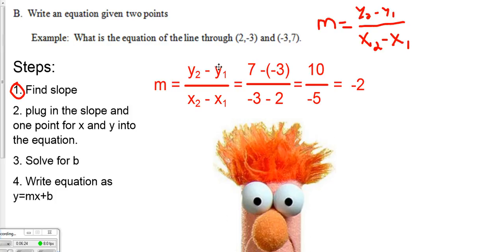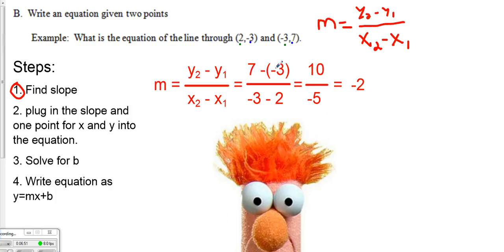M equals y2 minus y1 over x2 minus x1, which is the same as saying we'll put this 7 in for y2. We'll put this negative 3 in for y1. This was our second y, this was our first y. All over, put this negative 3 in for x2. Put this 2 in for x1. Get rid of that piece.